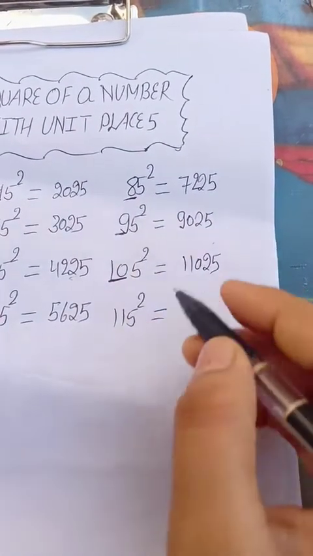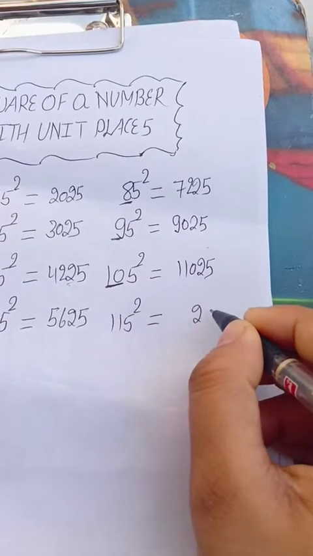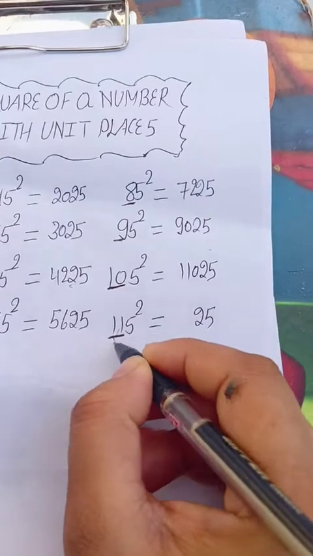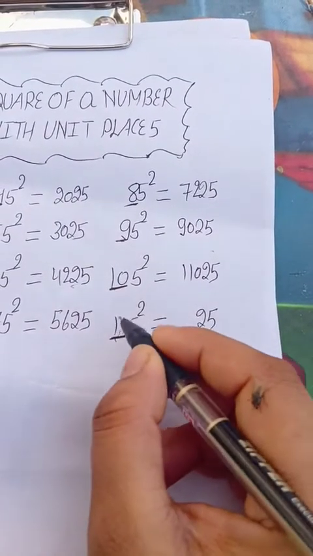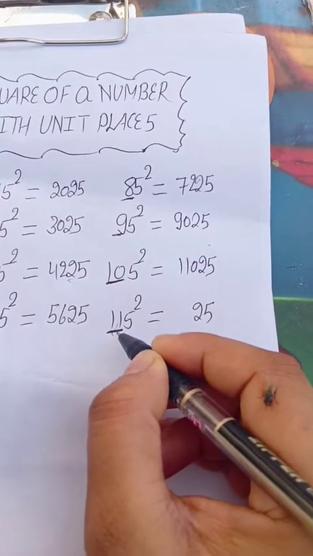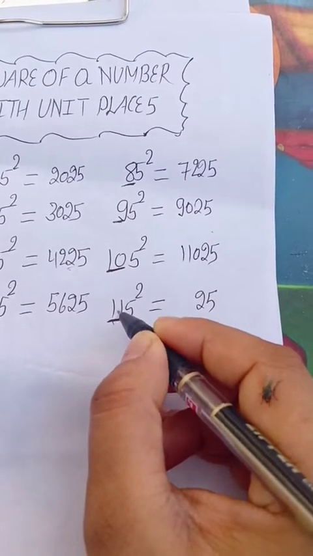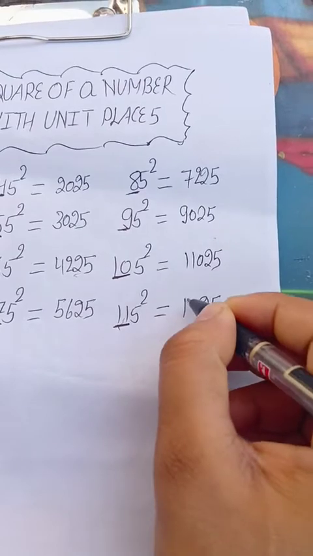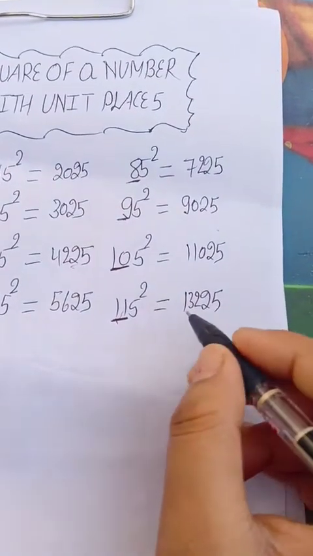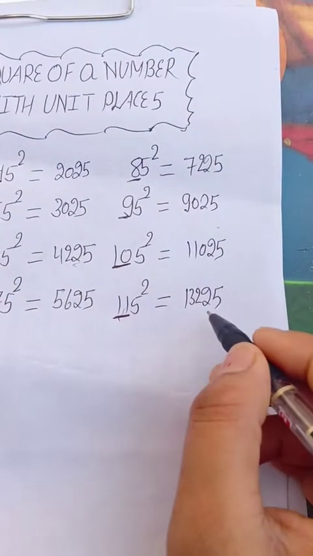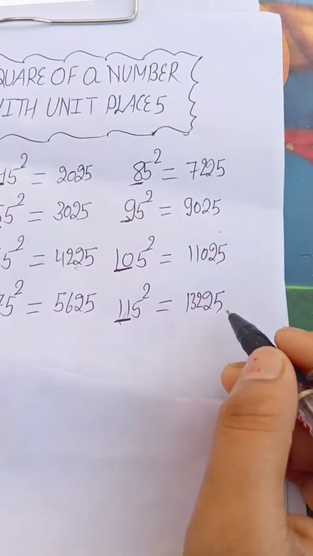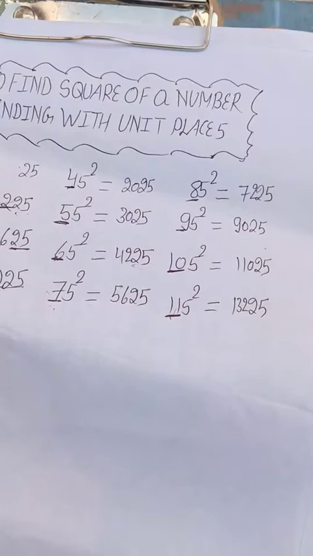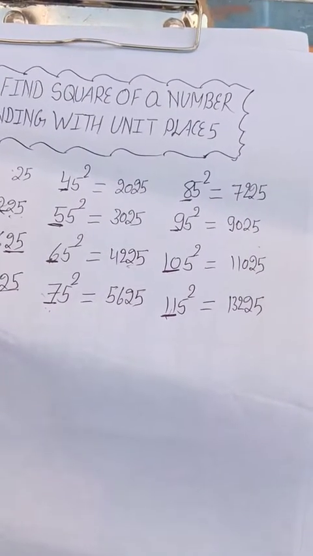Similarly here, 115 square means the last two digits will be 25, and the successor of 11 is 12. We will find the product of 11 with its successor, that is 11 times 12, and 11 times 12 is 132. So the square of 115 is 13,225. So students, with the help of this trick you can easily, in just 2 seconds, find the square of a number having unit place 5.